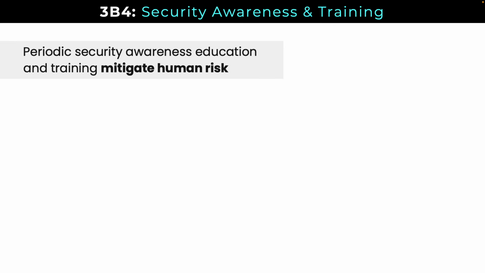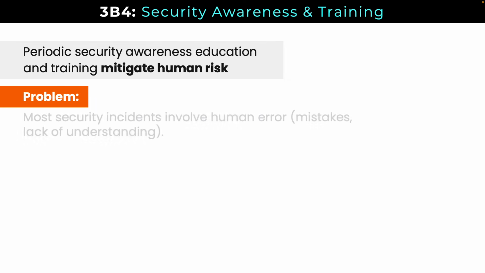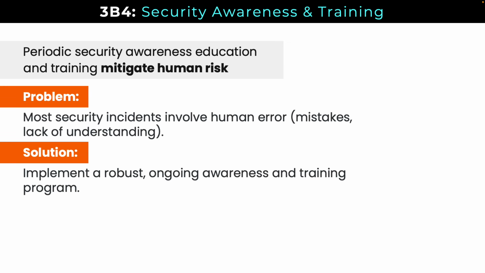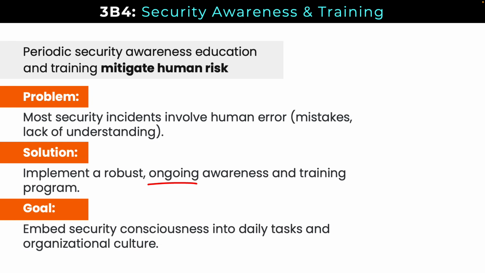So periodic security awareness training and education is meant to mitigate human risk. The problem is that most security incidents involve human error, mistakes, or a lack of understanding generally. The solution is to make sure we have a robust, ongoing awareness and training program with the appropriate level of specificity for our employees. The goal is to embed that security consciousness into the daily tasks and the organizational culture. Said another way, it's to develop a security-aware culture, a phrase you've heard before in this series.